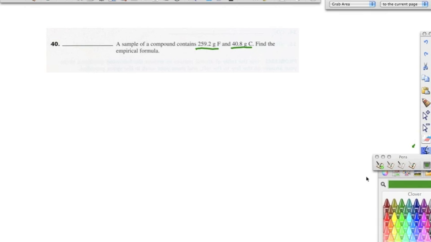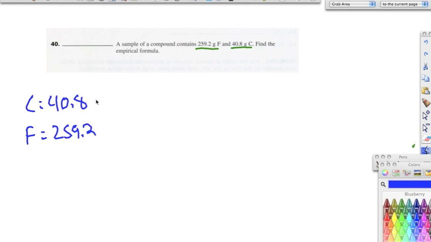It says find the empirical formula. Now, to work this one out, we see we're going to have carbon and fluorine, and we just take their masses and put them down: 40.8 grams of carbon and 259.2 grams of fluorine. This is grams, so we're going to divide by the atomic mass on the periodic table to give us moles. So carbon is 12.01 and fluorine is 19.00. We go ahead and divide those out, and we'll get moles.